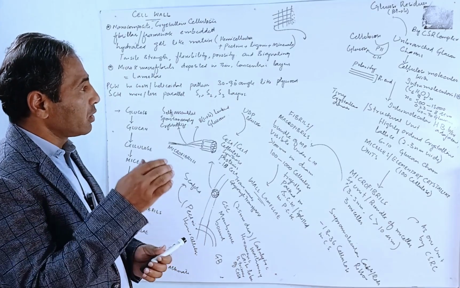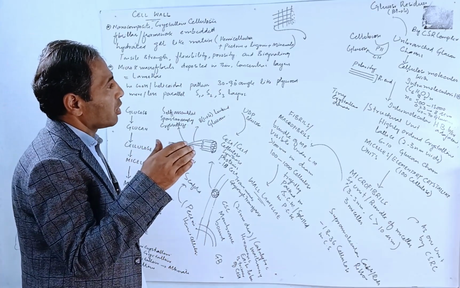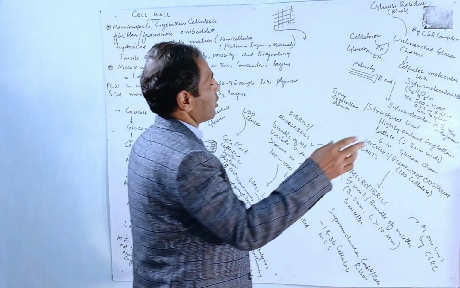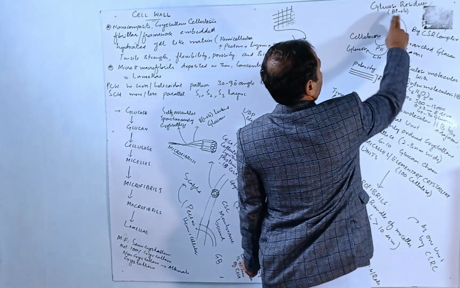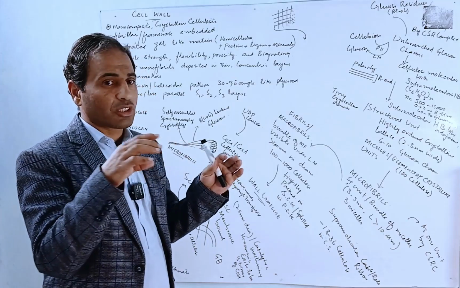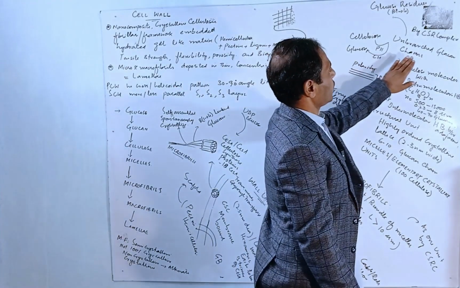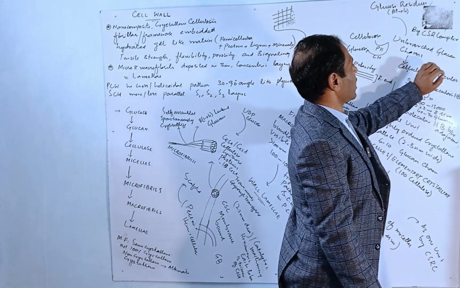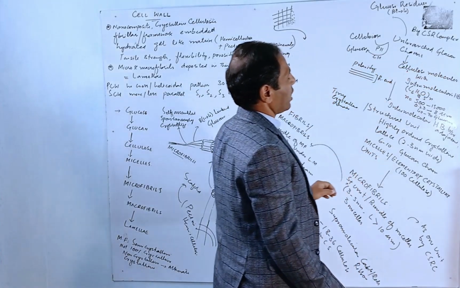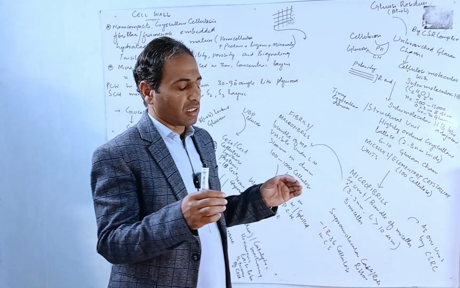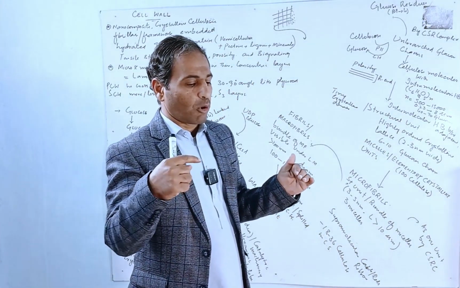So here, one glucose unit is linked to another glucose unit by beta-1,4 glycosidic linkage, giving us a structural polysaccharide in the form of a long unbranched glucan chain. So the glucan chain is the fundamental polymer.